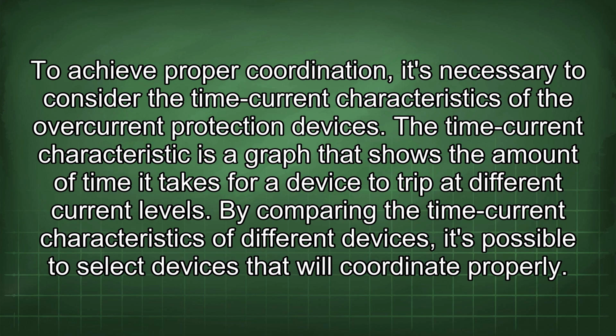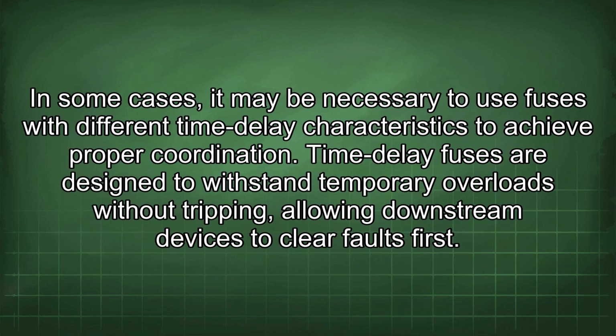The time current characteristic is a graph that shows the amount of time it takes for a device to trip at different current levels. By comparing the time current characteristics of different devices, it's possible to select devices that will coordinate properly. In some cases, it may be necessary to use fuses with different time delay characteristics to achieve proper coordination. Time delay fuses are designed to withstand temporary overloads without tripping, allowing downstream devices to clear faults first.